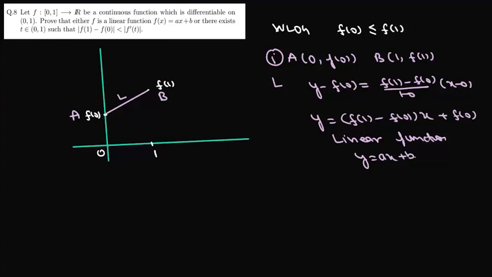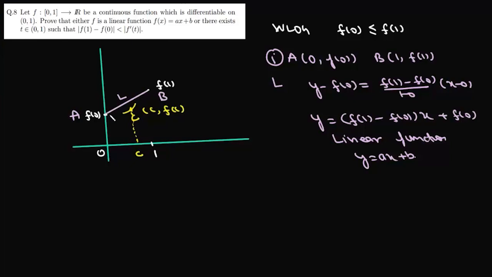So it could be either a straight line from A to B, which is a linear function, or it could be any other function. And if it is any other function, then let us say there is some point C on this curve, and I'm not drawing this entire curve, I'm just drawing a part of it, and I could have drawn it either upwards or downwards, it doesn't matter. So there is this point C lying between 0 and 1, whose x coordinate is C and y coordinate is f(C). So this point C has coordinates C comma f(C).